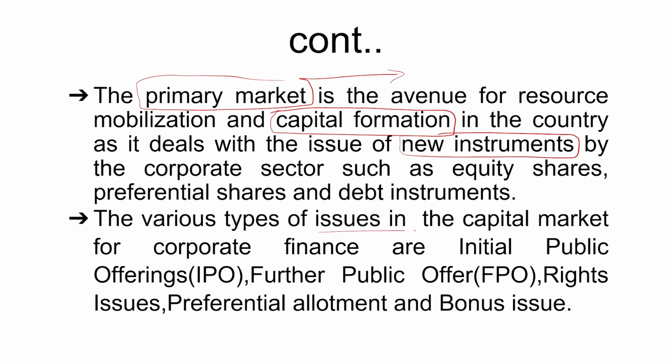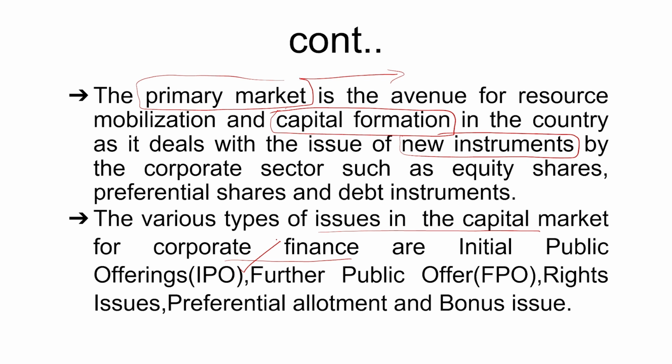Every company issues the securities through the book building process if they cross the limit of issue size, that is 100 crore. So, various types of issues in the capital market for corporate finance are initial public offer, FPO further public offer, right issue, preferential allotment and bonus issue. So, these are the ways to arrange the money for the company as capital.